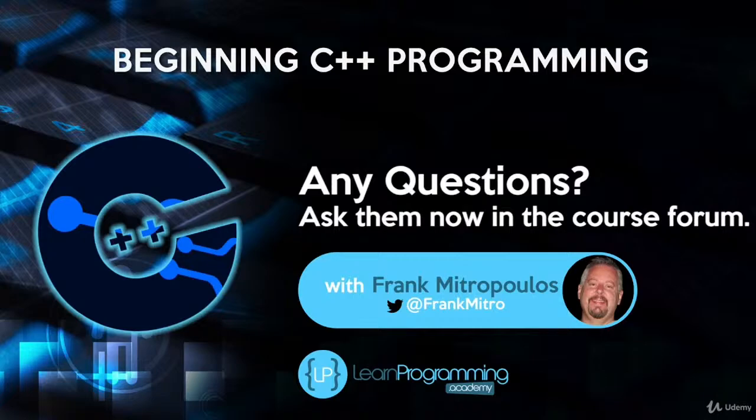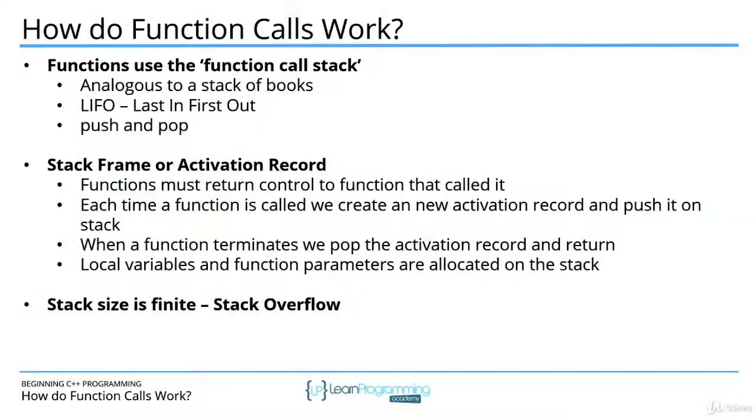So how do function calls work? Functions use an area in memory called the function call stack or program stack. A stack is analogous to a stack of books or a stack of dishes. If you place a book on top of the stack, then you must remove that book before removing any others. This is referred to as last in, first out, or LIFO.